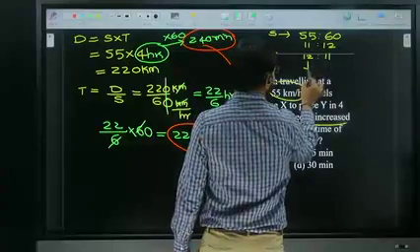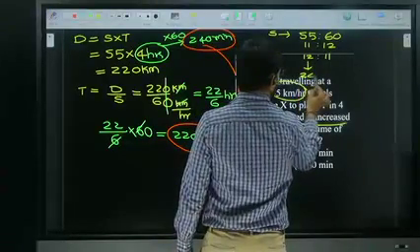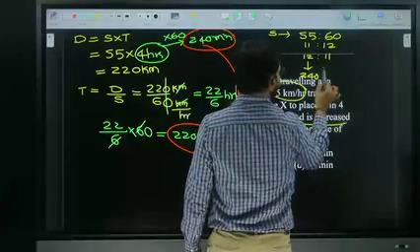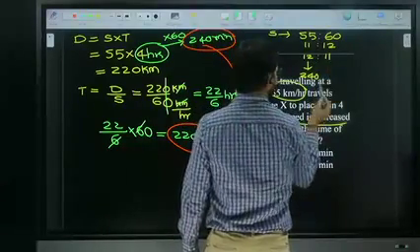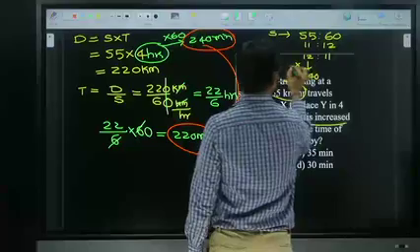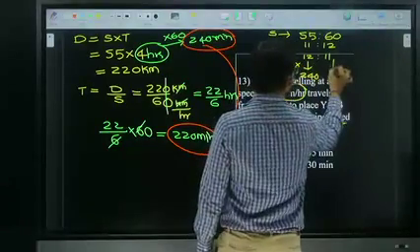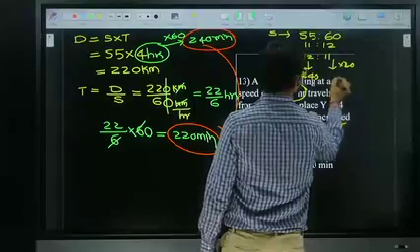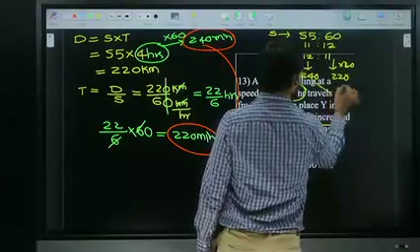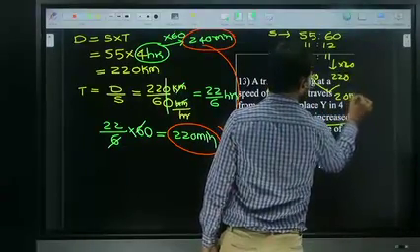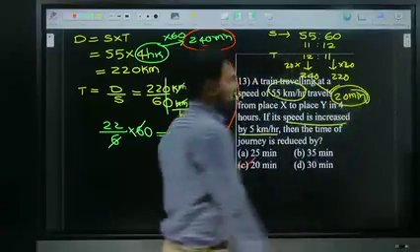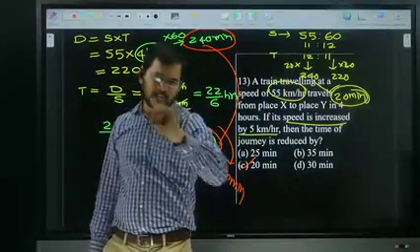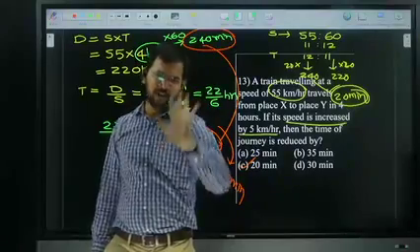12 parts is nothing but 4 hours, which is 240 minutes. So 12 is how many times? 20 times. Therefore 11 into 20 times is how much? 220. Therefore the difference is how much? 20 minutes. All of you understood? Within seconds we are going to attack directly or not?